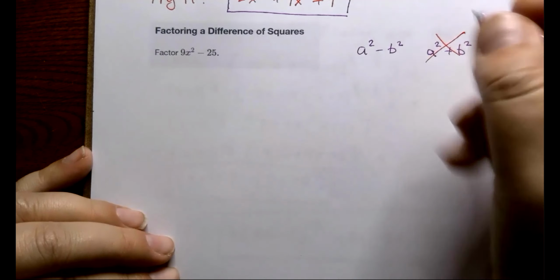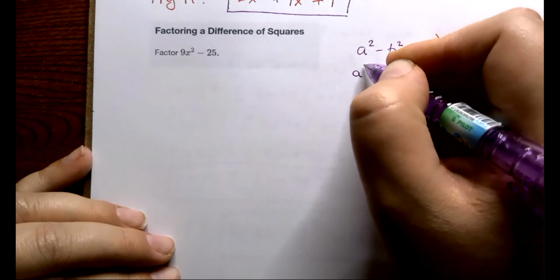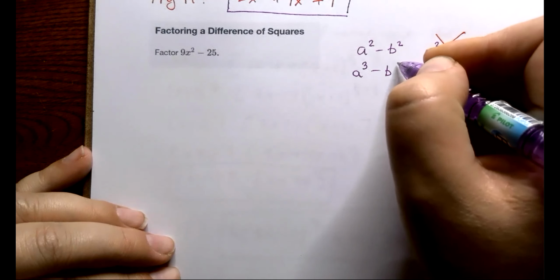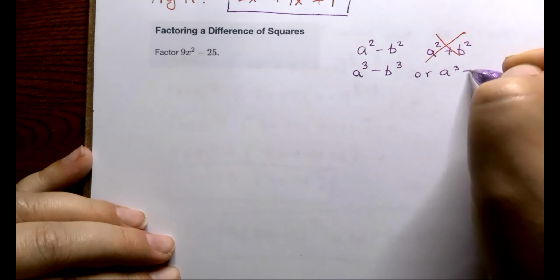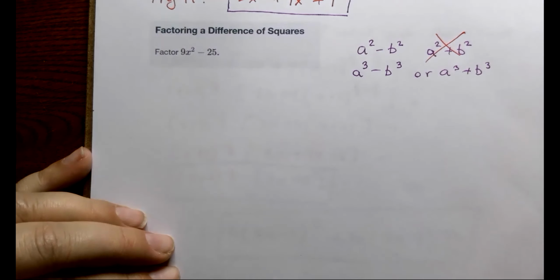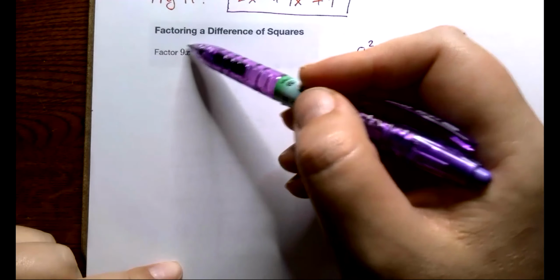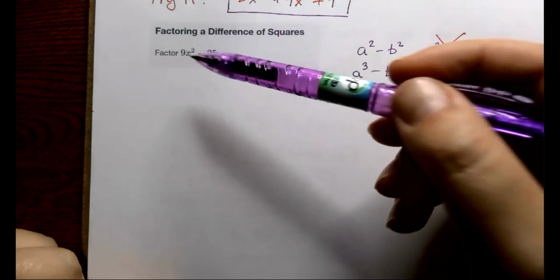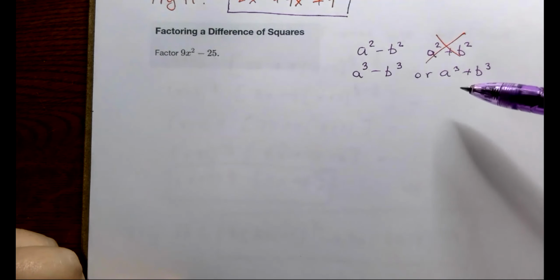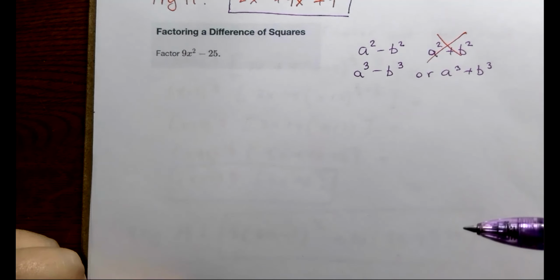It's prime. But you could also have a difference of cubes, or a sum of cubes, and both of those are factorable. Okay, so how do you identify it? You look at each term and ask yourself, is this a perfect square, or is this a perfect cube? And if both of them are perfect squares, or both of them are perfect cubes, then you say, yes, I can factor it using one of the formulas.